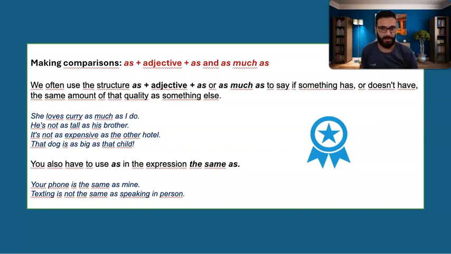That dog is as big as that child. So it means that both the dog and the child have the same height, all right? You also have to use as in the expression the same as. Look at the examples. Your phone is the same as mine. Texting is not the same as speaking in person, all right?